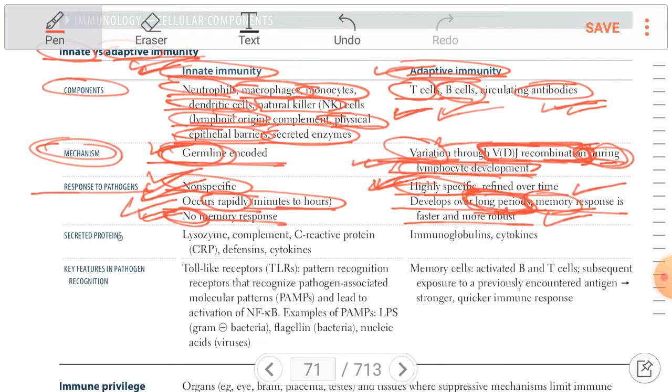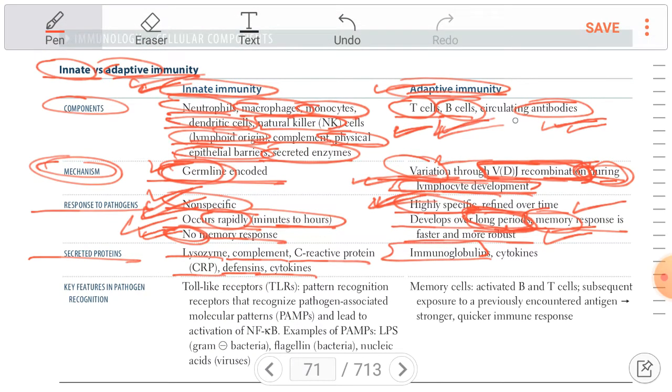Then the secreted proteins. In innate, there is what? Lysozyme, complement, C-reactive protein, defensins, and cytokines. But adaptive has immunoglobulin, since we are speaking about B cells and antibodies, and cytokines.